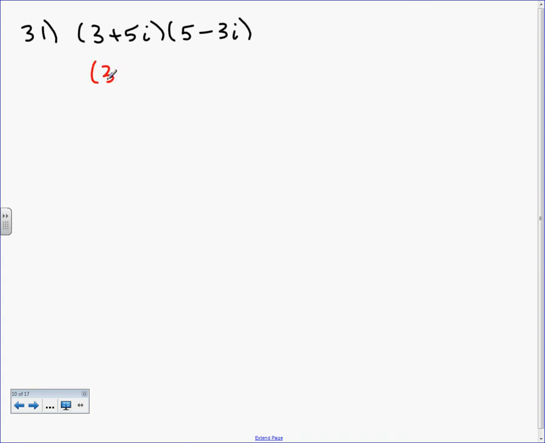I literally want you to rewrite this one. I want you to write 3 plus 5x, and 5 minus 3x. I want you to pretend it's x's for a second. Eventually, we won't do that anymore. That's not really a great idea. But for right now, just so you know that you know it, I want you to do that. So go ahead and FOIL without me. You should be able to FOIL that.